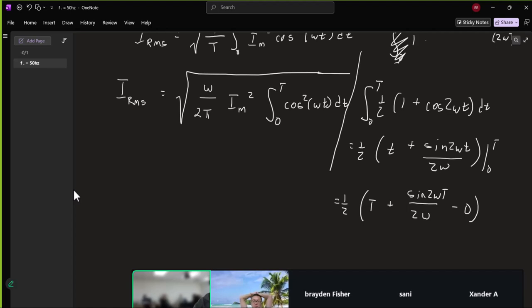Or you can remember that the average value of cosine squared over half of its period is 1/2. But let's see, what have I got? What am I doing wrong here? Maybe nothing. Okay, so I've got omega over 2 pi times Im squared times 1/2 times T, which was 2 pi over omega.